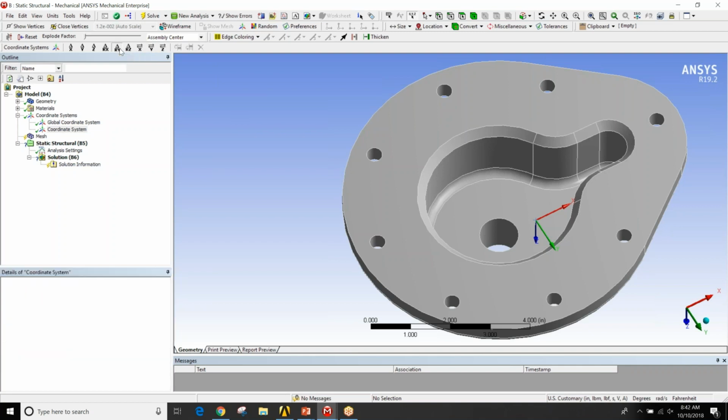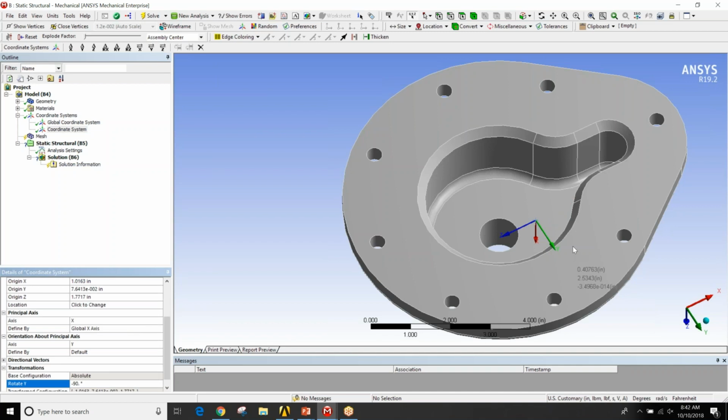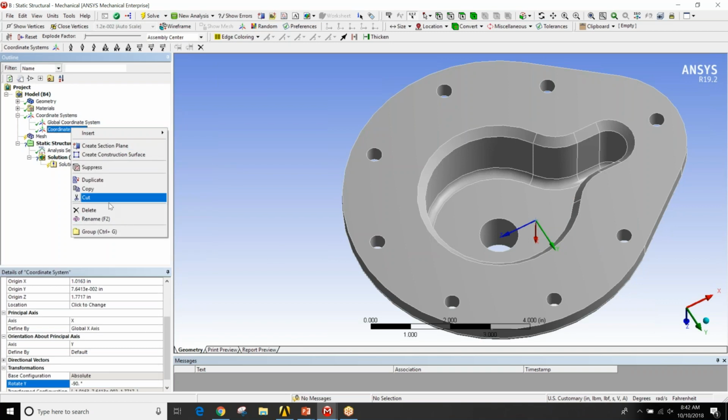It says rotate y. I click on rotate y, and I just type in -90 degrees. And now right away, I put a local coordinate system here. So that's my local coordinate system here, and you can rename this. You can give it any name you like, crack coordinate system, for example.